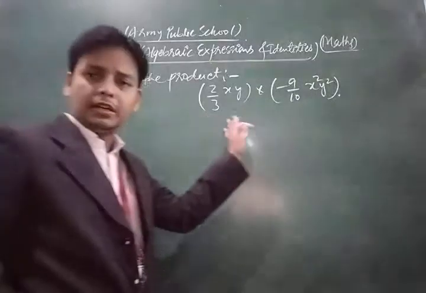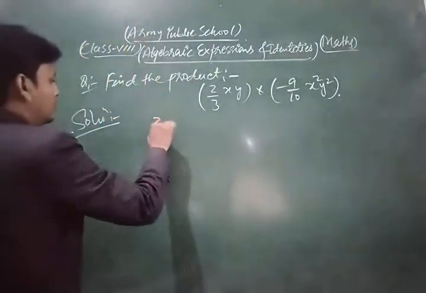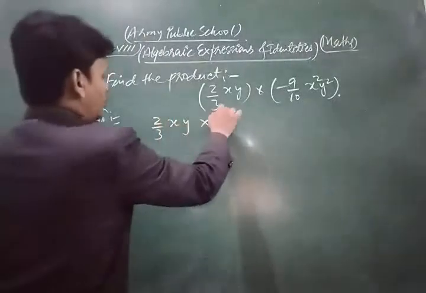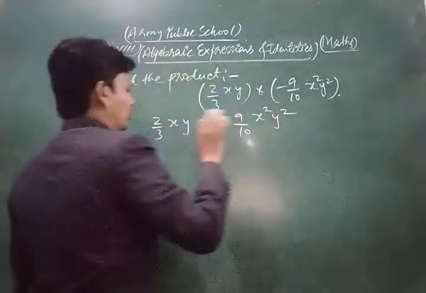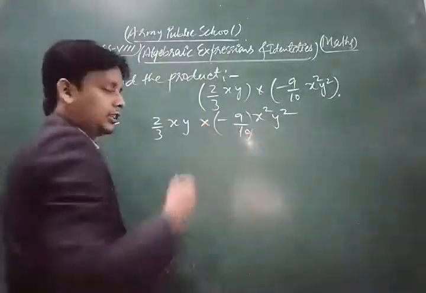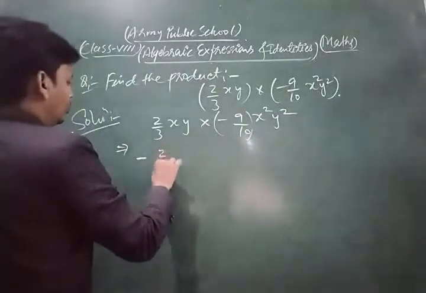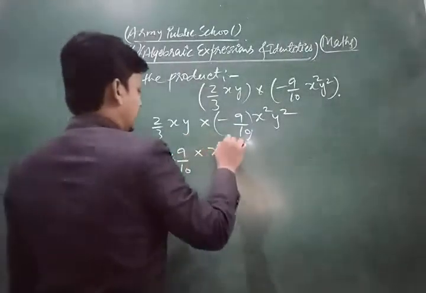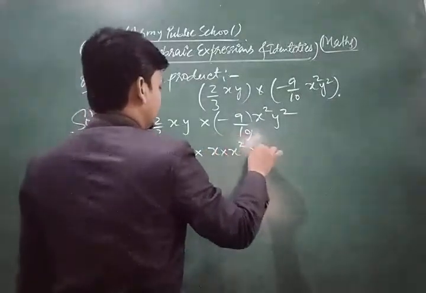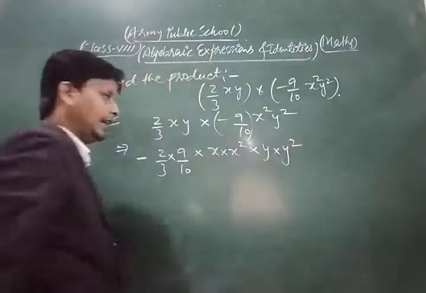Dear students, we just multiply the given expressions. So look, we have 2 by 3 xy into minus 9 by 10 x square y square. First of all, we collect the like terms, meaning constants are taken together. So we write minus 2 by 3 into 9 by 10, then x into x square and y into y square. We can write it in this way.